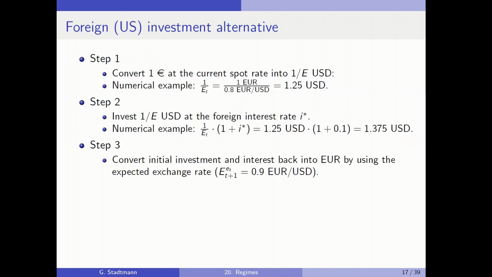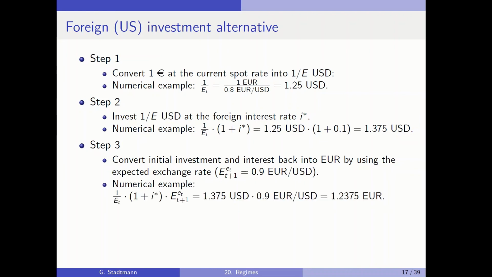In a third step, we have to convert the initial investment and the interest back into euro, and we use the expected exchange rate, which is at 0.9 euros per US dollar. So now we have to multiply through. So 1.375 times 0.9 euros per US dollar, we get the amount of 123.75 euros. This is the expected return in case that we invest in the foreign economy.